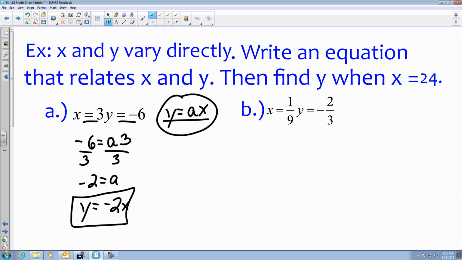Second part is I want to find what y is when x equals 24. So now I'm just going to substitute x as 24. 24 times a negative 2 gives me a negative 48.